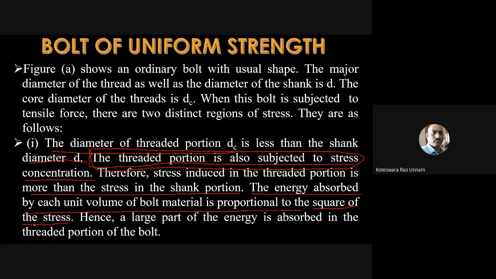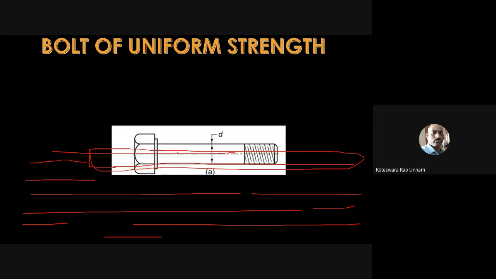So the energy absorbed is proportional to the square of the stress. That means if stress is more, the energy absorbed is also more. If stress is less, the energy absorbed is also less. Hence a large part of the energy is absorbed by the threaded portion of the bolt. Why is a large part of the energy absorbed by the threaded portion in the original bolt? Because here you have a higher stress, and the energy absorbed is proportional to the square of the stress.